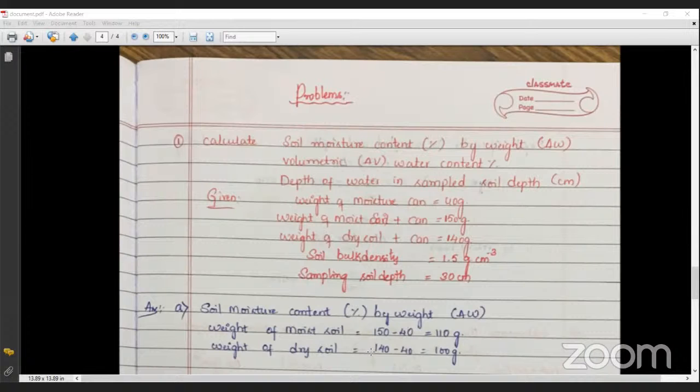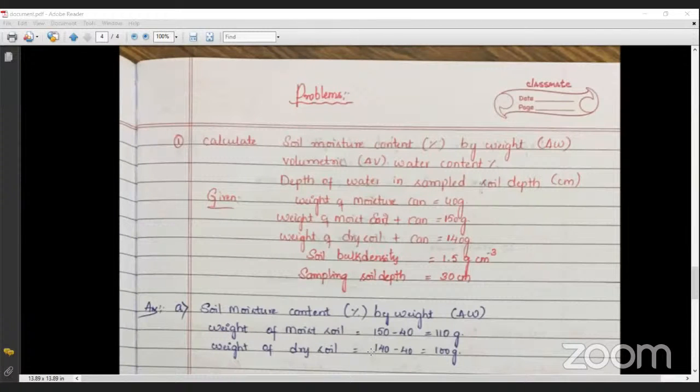Right. So previous week, as I told, let us start with the problems. In one single problem, I'm now showing you how to solve 5 problems. That means the parameters to be analyzed or evaluated are different. The given data is the same for all the 5 parameters. How to calculate soil moisture content on weight basis, on volumetric basis, and also the depth of water in the sampled soil depth. That means in a given soil depth, what is the depth of water present? That is an important parameter.